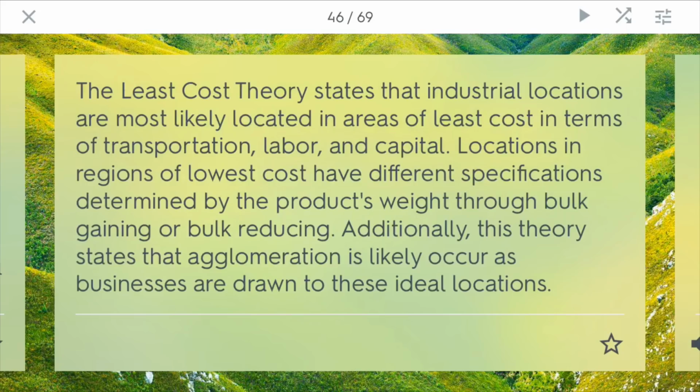Additionally, this theory states that agglomeration, where different things are crowded together, is likely to occur as businesses are drawn to these ideal locations, generally in city centers or financial districts where they can sort of work together with other companies in the area.